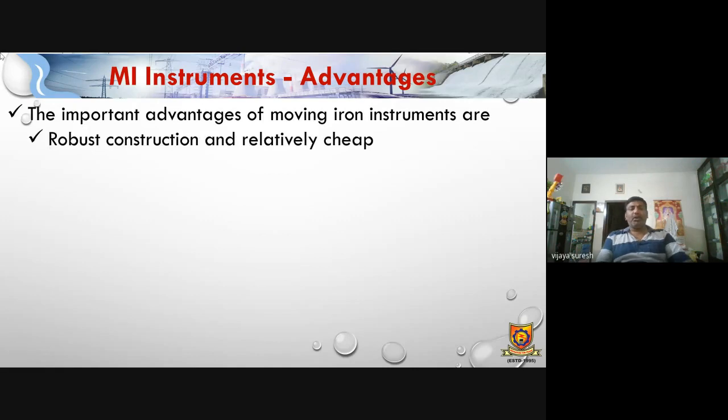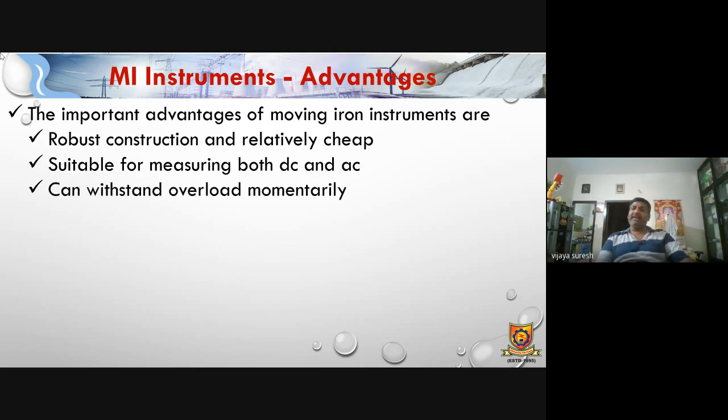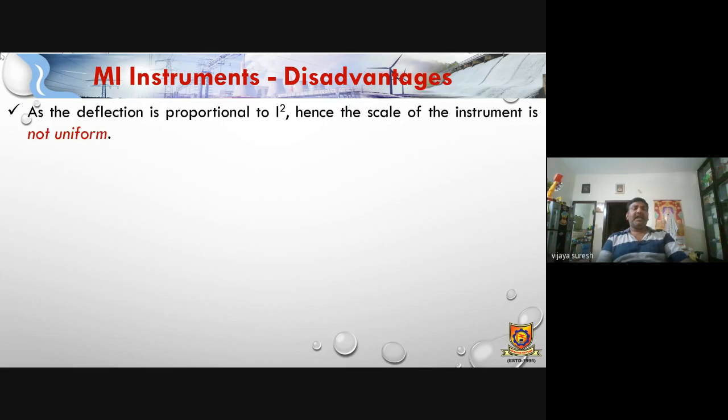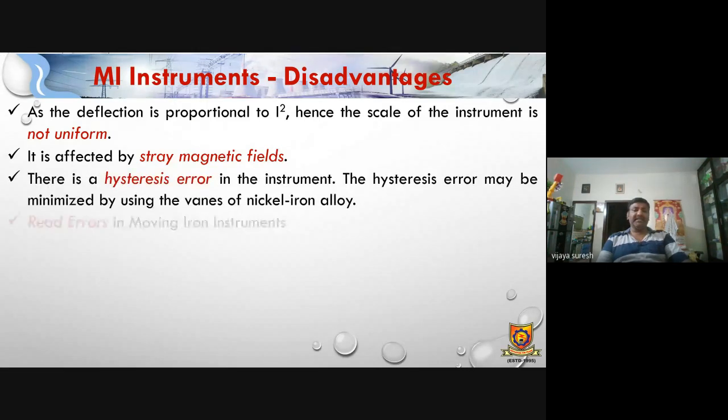Advantages: robust construction, relatively cheap, suitable for measurement of both AC and DC, can withstand overload. And disadvantages: as the deflection is proportional to the square of the current, the scale of the instrument is non-uniform. Okay, compressed scale or cramped scale, and it is going to be affected by stray magnetic fields. Hysteresis errors will be there.